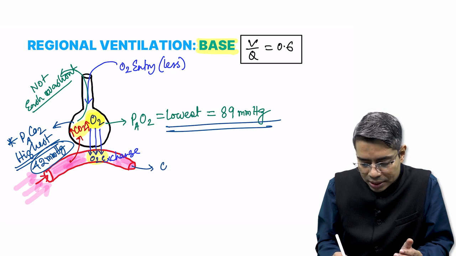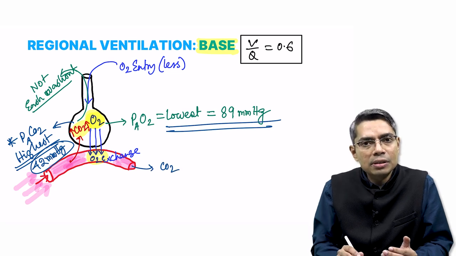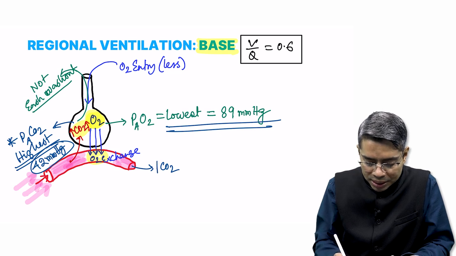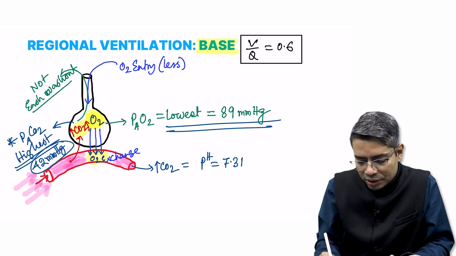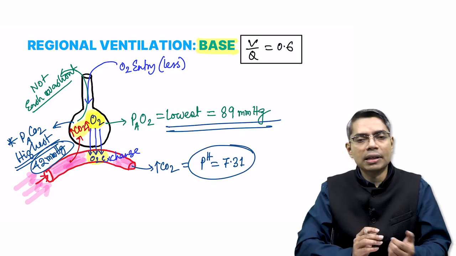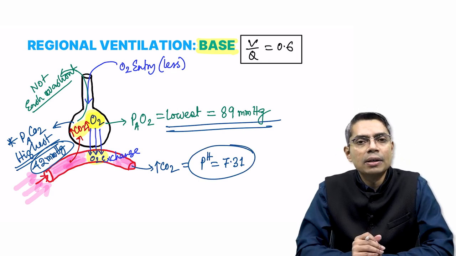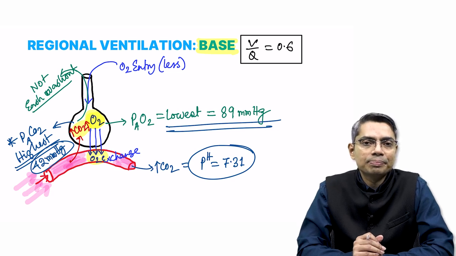The carbon dioxide tension in the capillary blood which is leaving the alveoli will be very high, and if the carbon dioxide is high, what will happen to the pH? pH will be a little acidic, that is 7.31. So this is the pH of the capillary blood which is leaving the alveoli. Which alveoli? The basal alveoli.